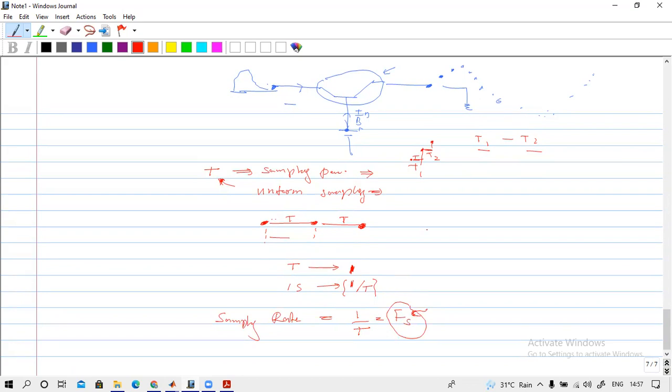Sampling period and sampling frequency are related to each other, and these are very important. So T is equal to 1 by Fs. This way also we can define it. This is the sampling period and this is the sampling rate, Fs, or sampling frequency. It is also used as the sampling rate.